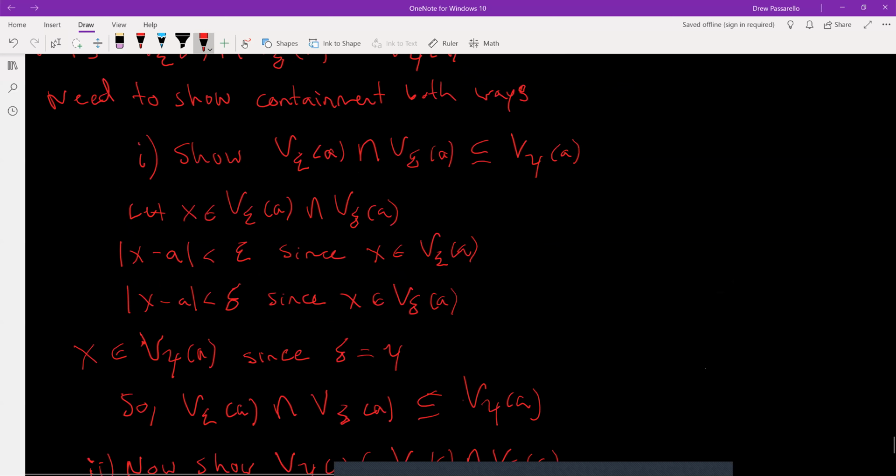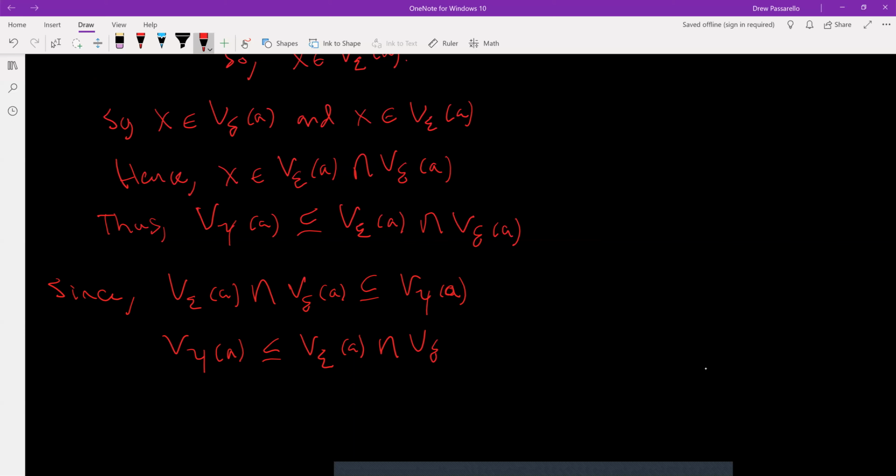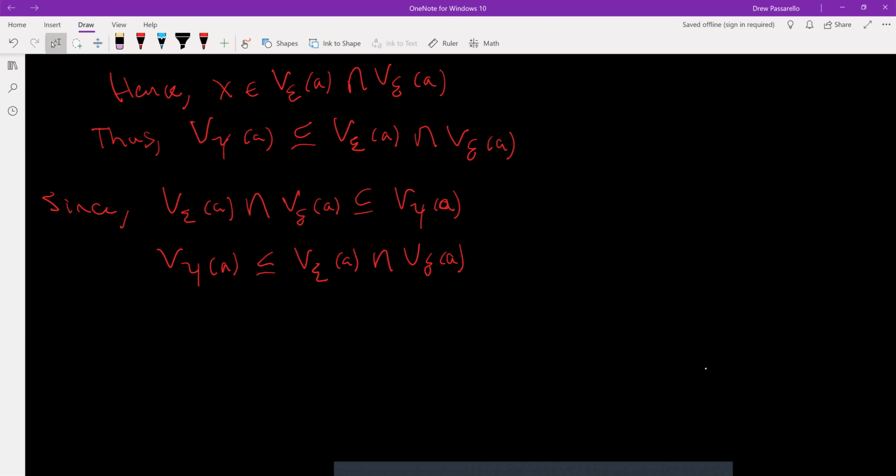All right, since we've shown the containment both directions, the intersection is contained in the gamma neighborhood and the gamma neighborhood is contained in the intersection, then we can say that the intersection is equal to the gamma neighborhood. All right, so that was case 1.